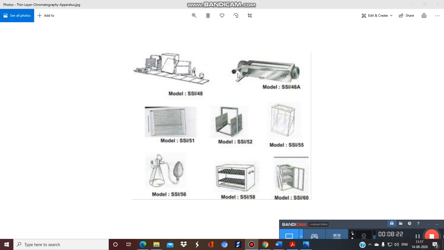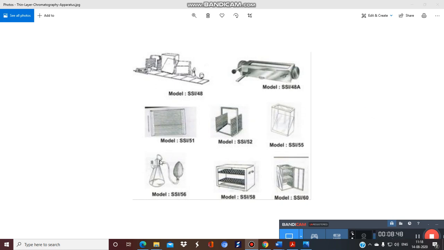So these are various apparatuses used in TLC. This is known as the spreader, and this is the TLC rack. After the slurry preparation and the preparation of TLC plates, we will put our plates in this rack, air dry them for 10 minutes, and then put them in the oven for activation. This is the glass chamber or the developing chamber.